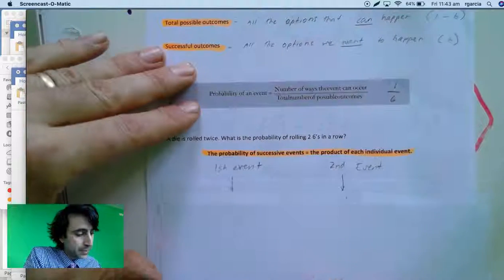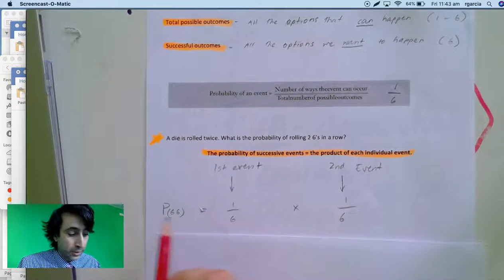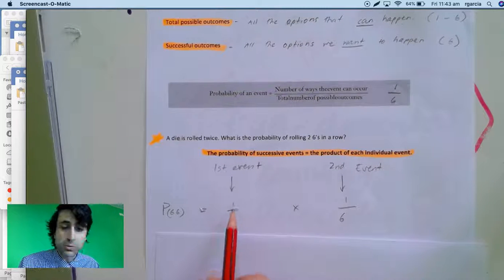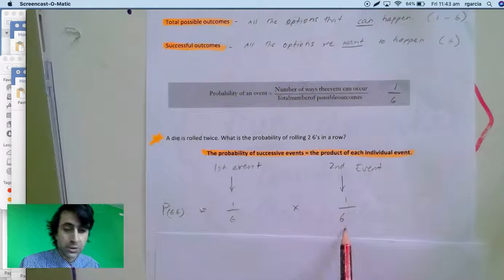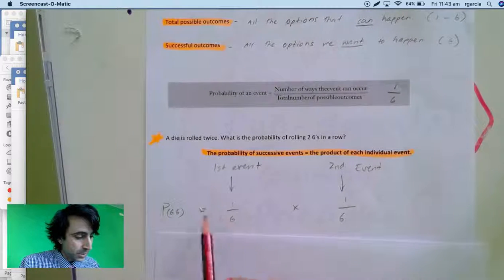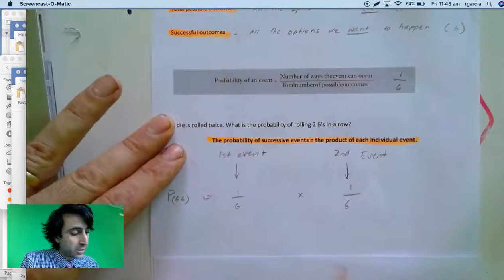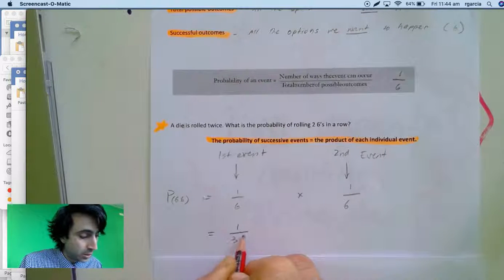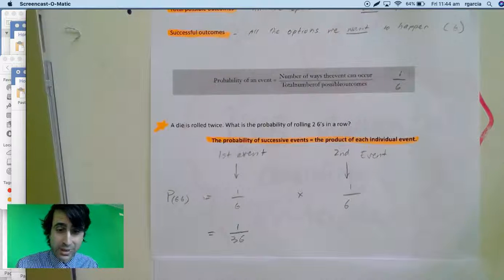So in this case, the probability of rolling 2 6s in a row is the probability of the first event, which is 1 in 6, times the probability of getting a 6 for the second event, which is 1 in 6. So in this case, we have 1 in 6 multiplied by 1 in 6. So the chance of rolling 2 6s in a row is 1 in 36. It's only one chance out of 36 of getting 2 6s in a row.